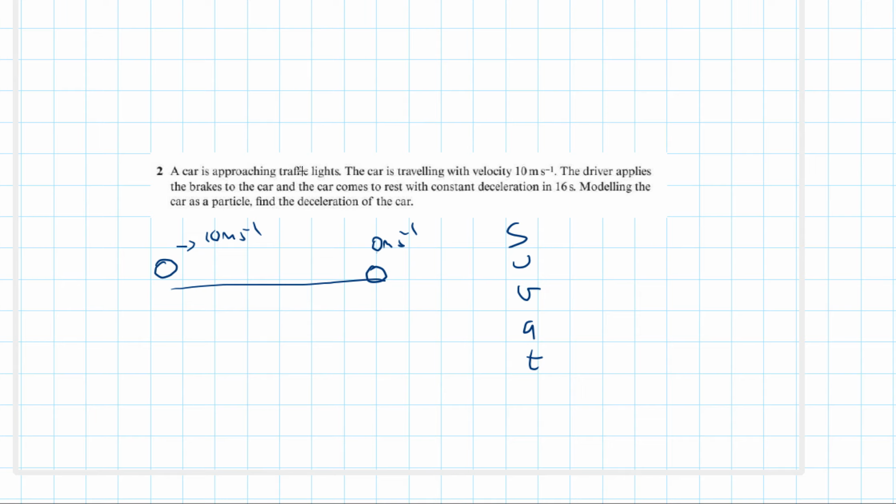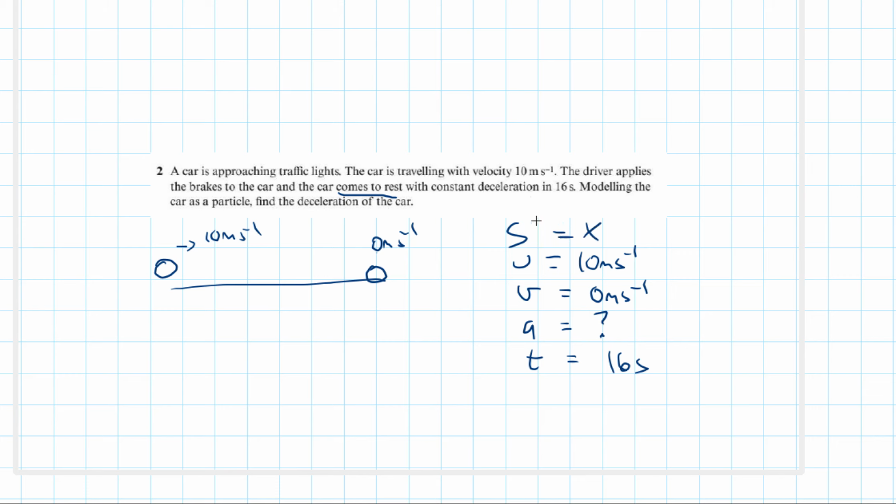So first of all, the car is approaching traffic lights. The car is travelling with a velocity of 10 meters per second. So U is equal to 10. The driver applies the brakes and with a constant deceleration comes to rest. So again, here it comes to rest, so that means that V is equal to 0 meters per second, in 16 seconds. So we know that t is 16 seconds. Modelling the car as a particle, find the deceleration of the car. So we want to find what our acceleration is.